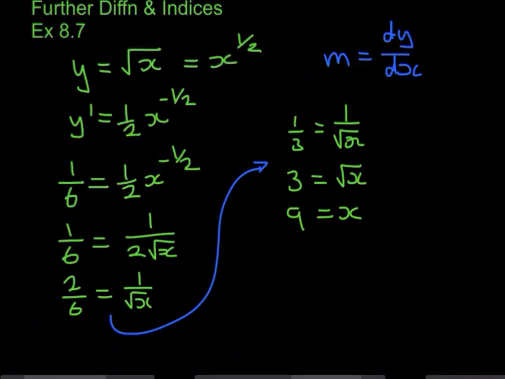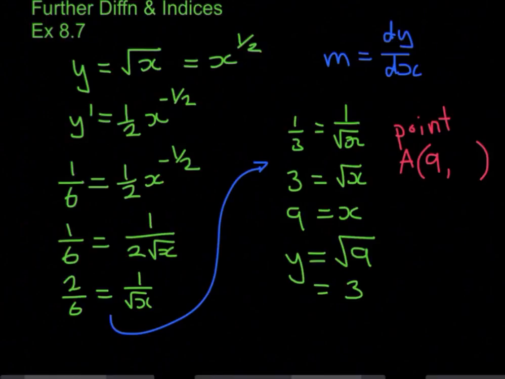So now that we know that x is equal to 9, we can find out what the y value for that point is going to be, where the gradient is equal to 1/6. Let's write down that the point A is 9 and the y value is y equals the square root of x, or the square root of 9, which equals 3. So we'll have coordinates 9, 3.